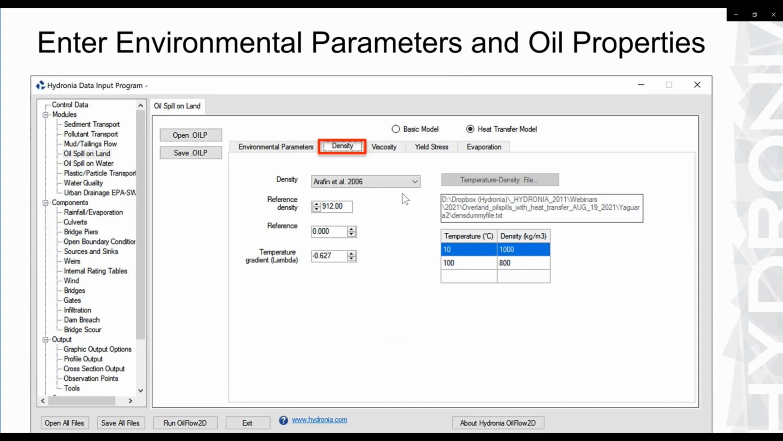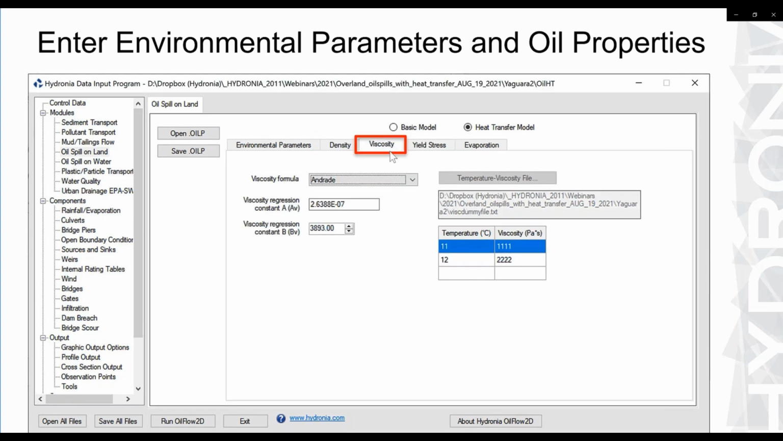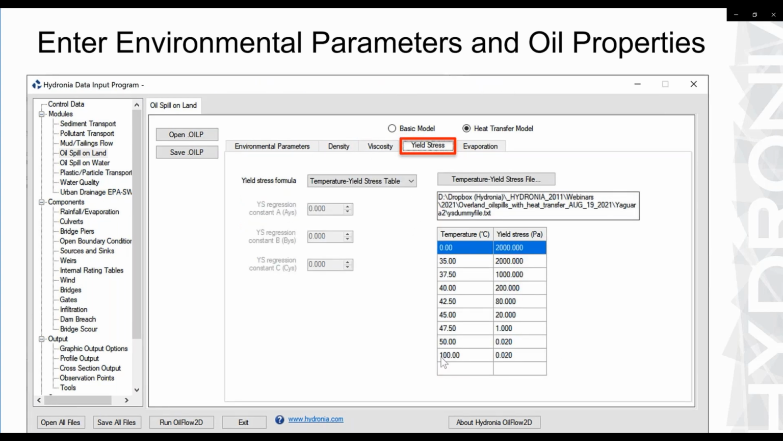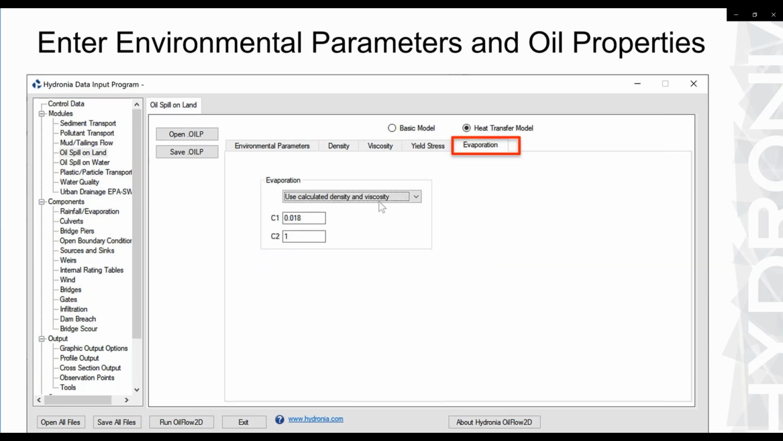Then the density, we have two options. The one option includes a formulation that represents how the density varies with temperature based on some constants here. But you can also add your own temperature density file if you have that data. You can do the same for viscosity. You can use an existing viscosity formula. This is an exponential formula that is quite accurate for many oils. But you can also enter your own temperature viscosity file. For the yield stress, in this case, we are using a table that represents the variation of the yield stress with temperature for a particular oil. And then you can also set some constants for the evaporation of the oil.